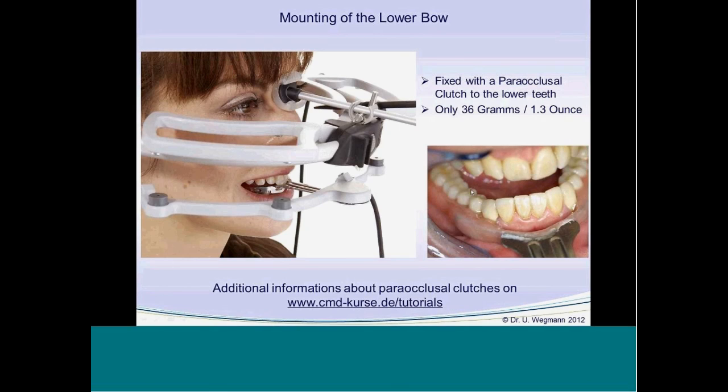The lower bow is very light-weighted with 36 grams, which is equivalent to 1.3 ounces. If you want more information on the different designs of para-occlusal clutches, you can find more information on my website under cmdkurse.de tutorials.